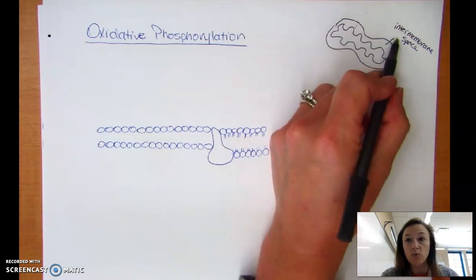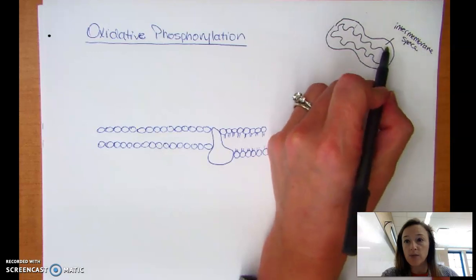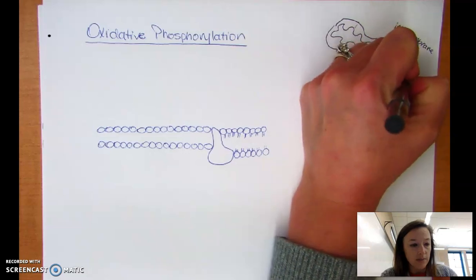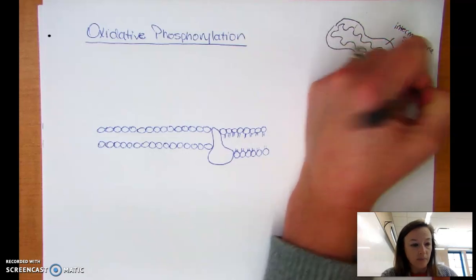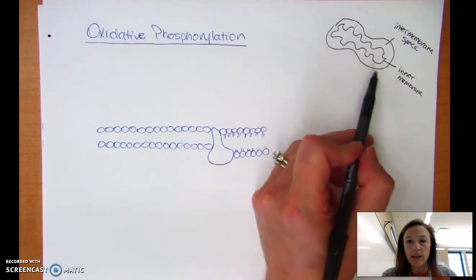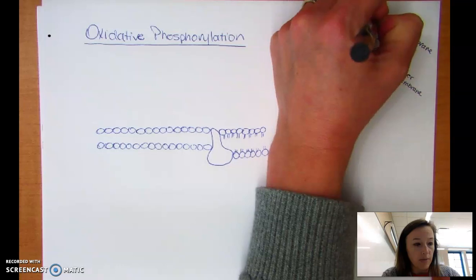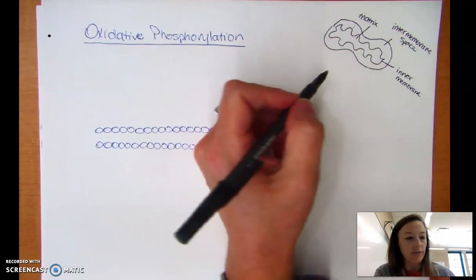Inter meaning between, so the between membrane space, which is right here. There is the inner membrane. Okay, so that's the one on the inside. And then, of course, as we mentioned earlier, in the very center is what we call the matrix. Okay, and it's like a jelly-like fluid.